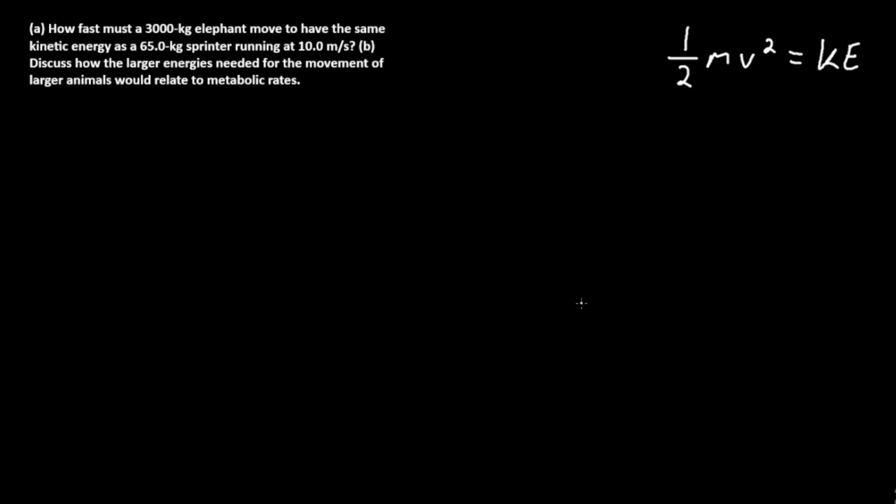In this problem, you have an elephant and a sprinter. So you just want to compare how fast a 3,000 kilo elephant, so the mass of 3,000 kilos, must be in order to have the same kinetic energy as a sprinter with 65 kilos. This guy's pretty light. At a speed of 10 meters per second. So we want to set the equations equal to each other.